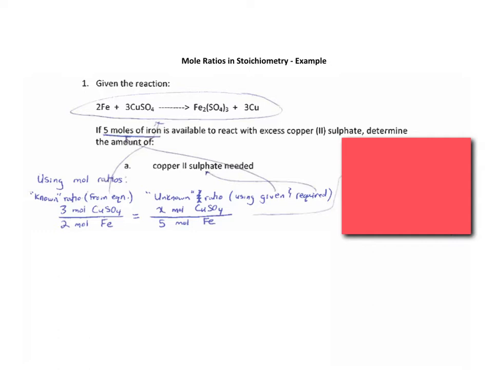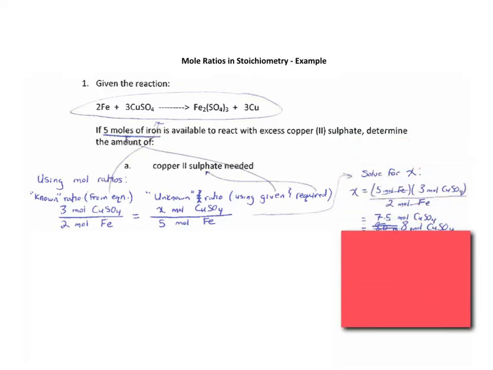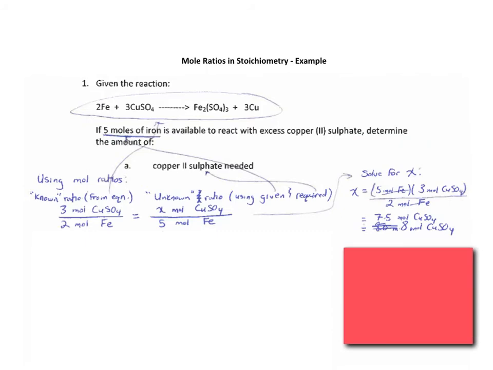And so we can rearrange this equation in such a way that we solve for x, and you should get approximately 8 moles of copper 2 sulfate are needed to react with the 5 moles of iron. And of course, this makes sense. We would expect that if in the equation here for every 2 moles of iron, you need 3 moles of copper 2 sulfate, then if you have 5 moles of iron, we would certainly expect more than 5 moles of copper 2 sulfate to be required, and somewhere in this vicinity of between 7 and 8, which is what we get here for our answer.